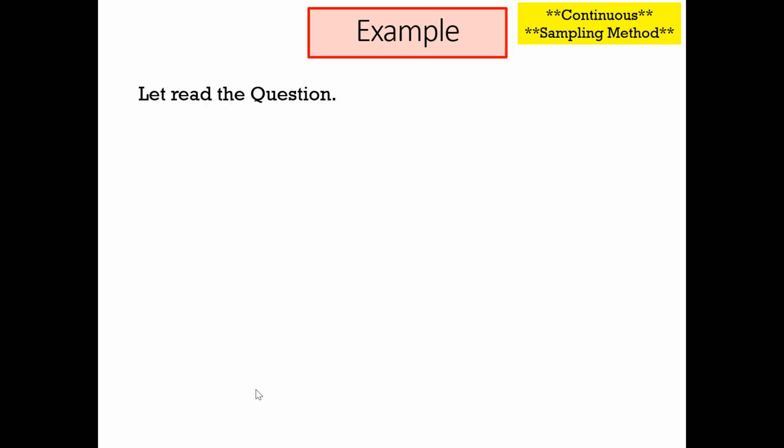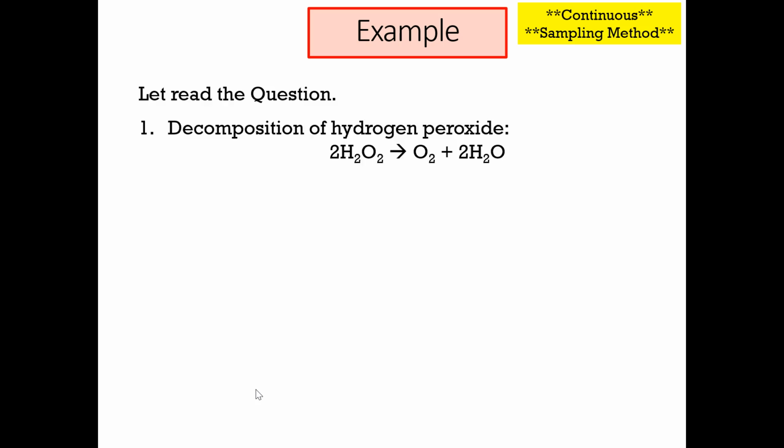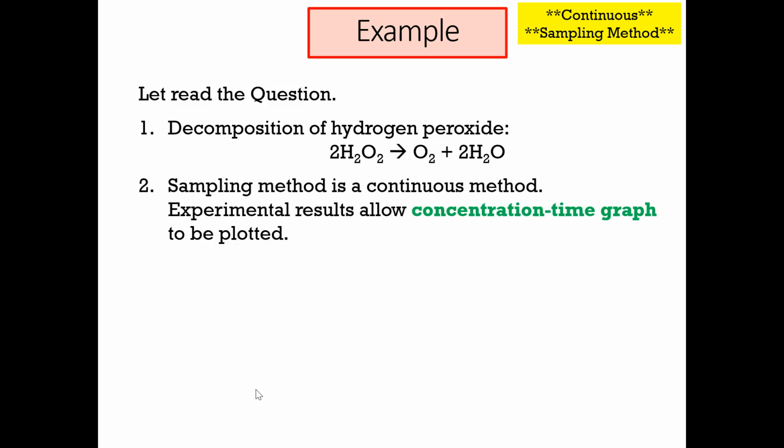So let's come back to our example here. Let's read the question. They say decomposition of hydrogen peroxide. So we need to know that hydrogen peroxide will give you oxygen and water. This is my equation. Sampling method is a continuous method and experimental result allow concentration time graph to be plotted. But concentration of who is the problem now, right? You can easily guess because you're titrating with KMnO4, your oxygen and water is unlikely to be the candidate. Seems like it is reacting with my leftover H2O2. So I'm actually getting a concentration of reactant left time graph.